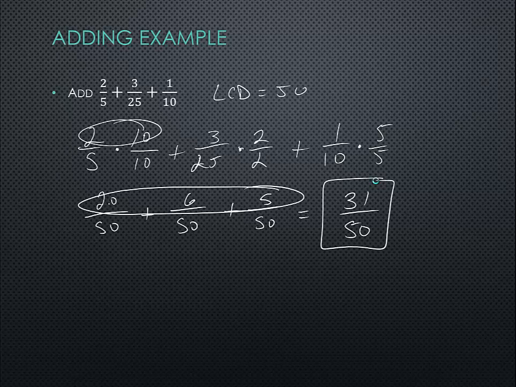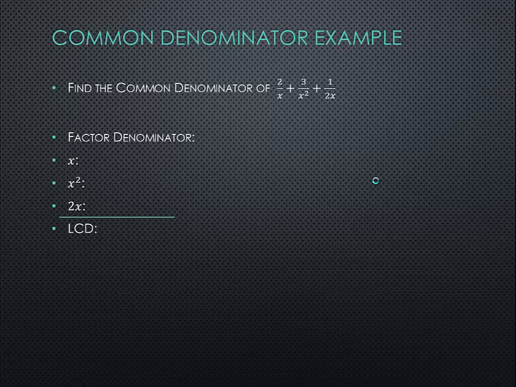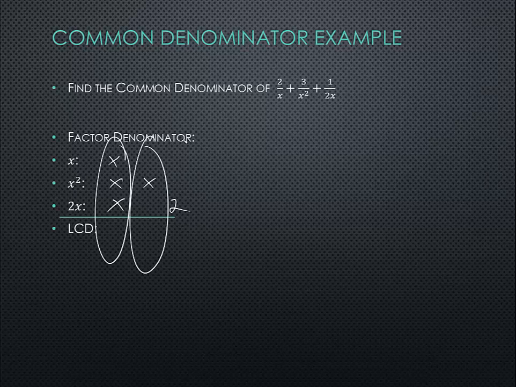Boom, shakalaka. Okay. Find the common denominator of this. 2 over x plus 3 over x squared plus 1 over 2x. So let's factor the denominators. X factors to just x. X squared is x times x. And 2x is x times 2. Bring down your factors. So you'll have x times x times 2. So your LCD would be 2x squared.